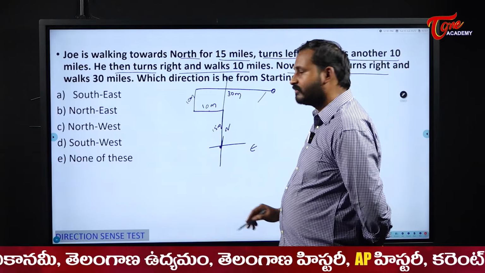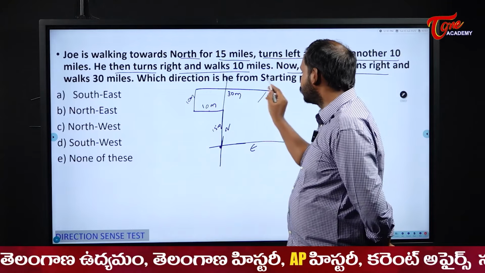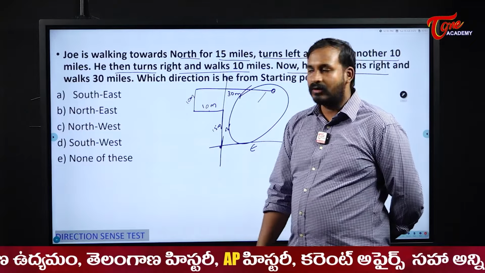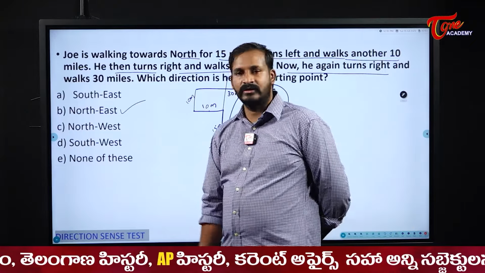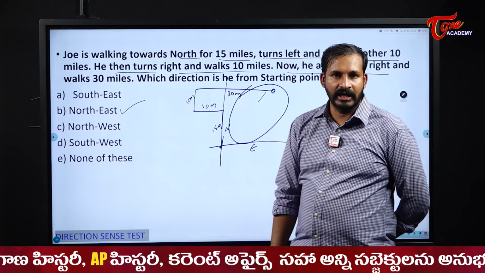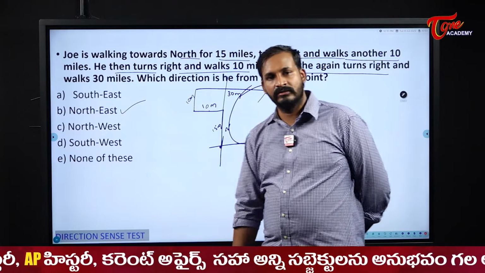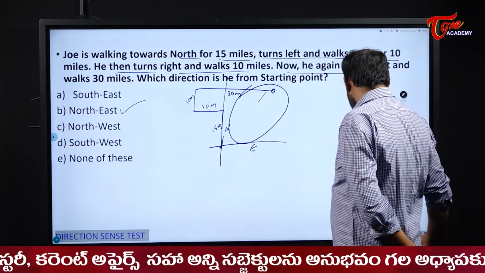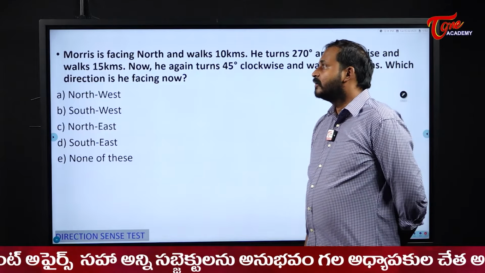Is he straight to the starting point? No. Is he straight to this one? No. So this entire region comes under what? Northeast. So our answer here becomes northeast. Okay, understood? This is how you are going to solve the examples. Next one. Solve this one.